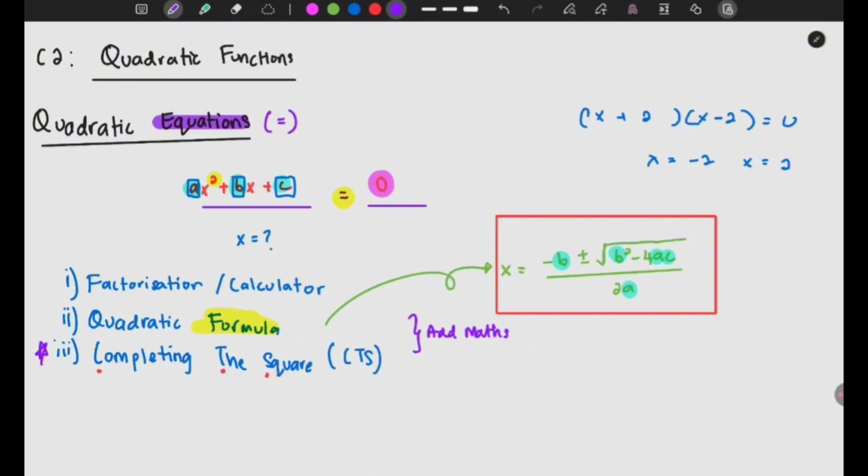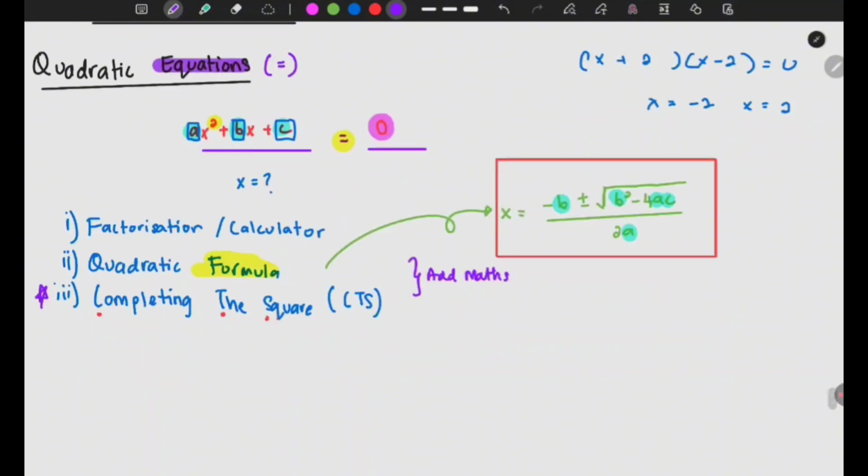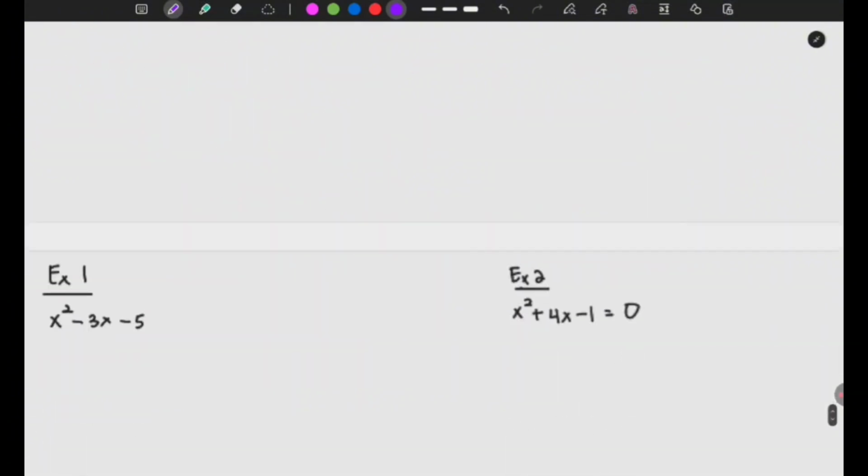So my main focus for today will be completing the square, and I will also do the quadratic formula. It's just substituting into the formula. It's not too difficult. But completing the square I will mainly focus on, because that is very important for this chapter. So let's go to completing the square. How are you going to do completing the square? So let's go to the first example.